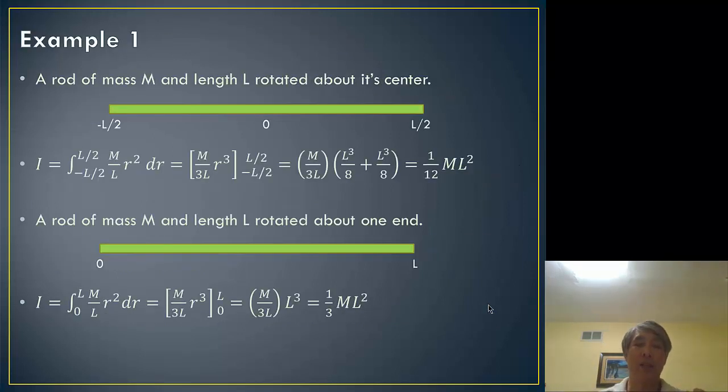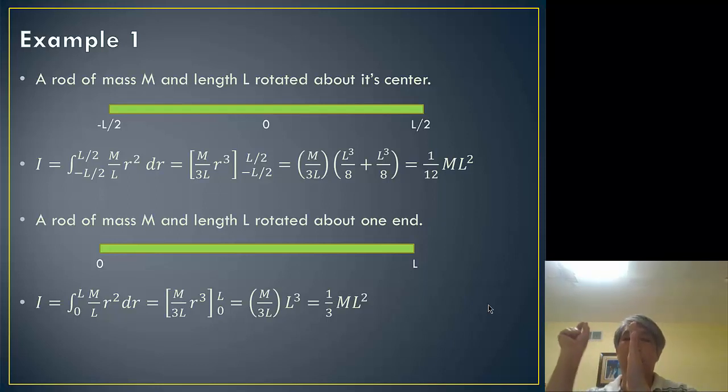So here's an example. I have a rod of mass m and length L, and I rotate it about its center. In that case, what I'm going to be integrating from is from minus L over 2 to L over 2. The m over L is the density of an individual point mass, because I'm going to look at little slivers of mass.